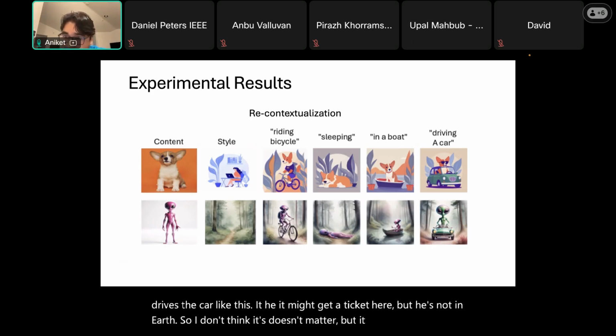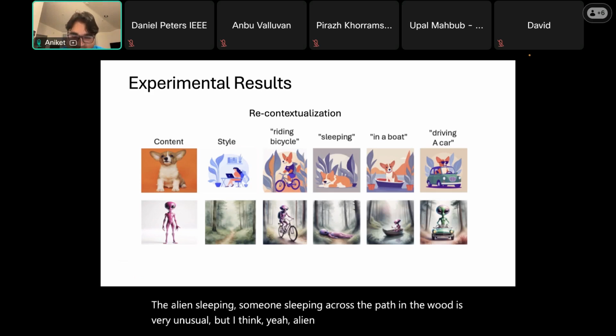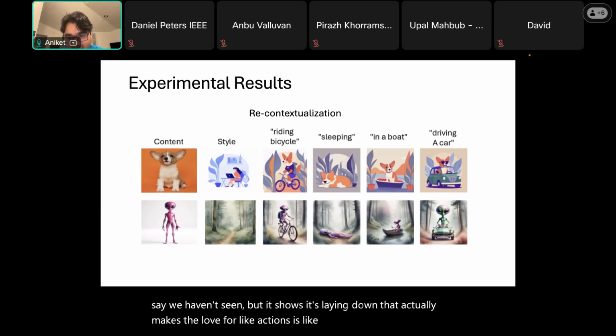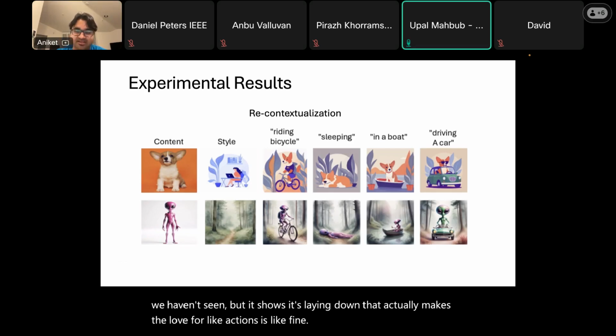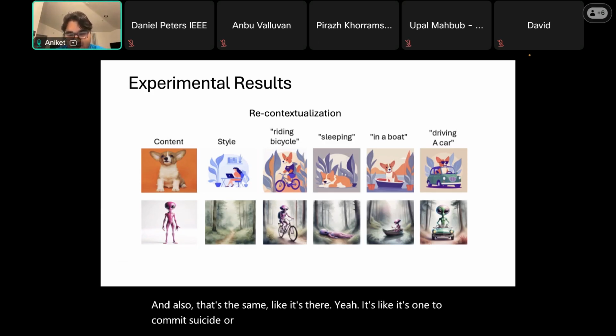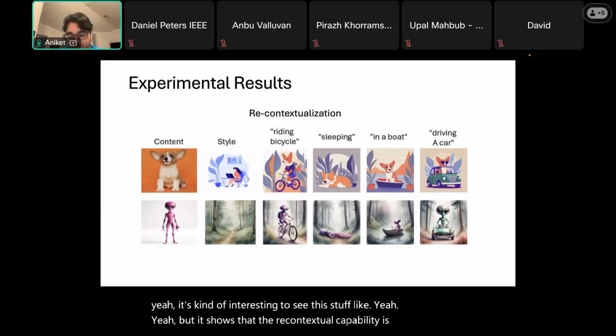But it actually shows the alien sleeping. Someone sleeping across a path in the woods is very unusual. But I think an alien sleeping is also like that. It shows that it's laying down, which makes the actions fine. I'm just saying it looks odd, like it's dead, like it wants to commit suicide or something, trying to run over like that. But it's kind of interesting to see this stuff. It shows that the recontextualization capability is also maintained, which is pretty good.